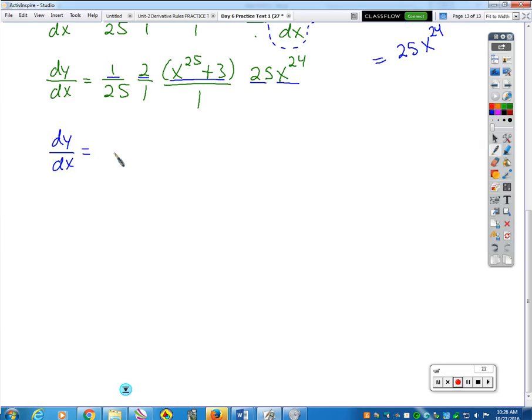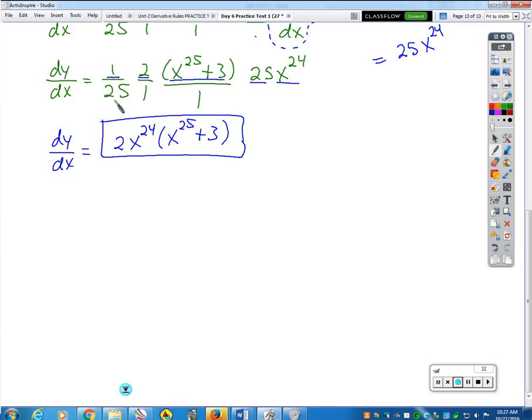It would be 2x to the 24, and then x to the 25th plus 3. Nicely done. Follow-up questions from anyone? Please. So, did you just reduce the 25 on the numerator and the denominator? The key word is we took a factor of the numerator, 25, and a factor of the denominator, and we divided them to make it.